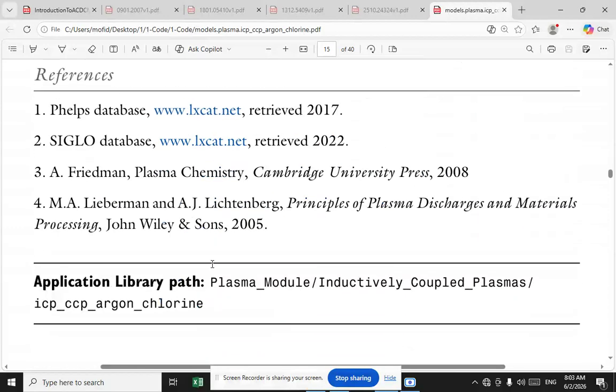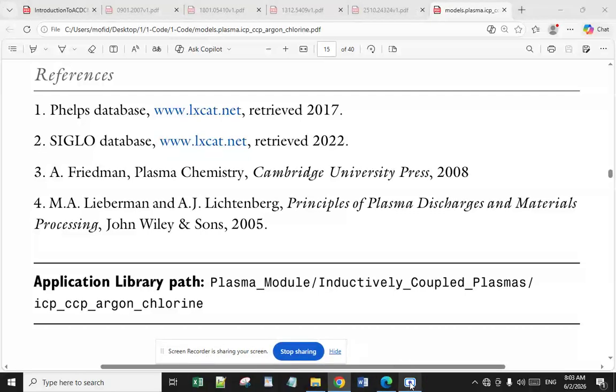For the references, I have read this literature: one was written by Phelps database and also Siglo database, and Fridman, Plasma Chemistry, Cambridge University Press, and the other one is Lieberman and Lichtenberg, Principles of Plasma Discharges and Materials Processing, by John Wiley and Sons in 2005.